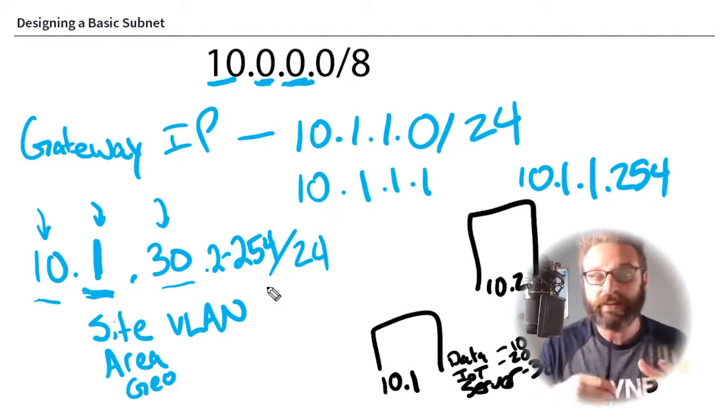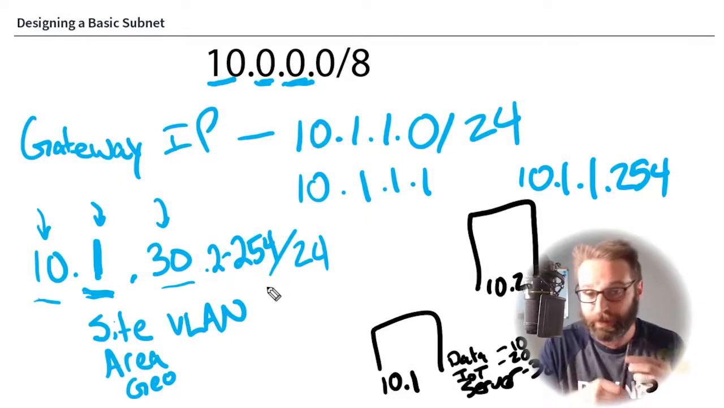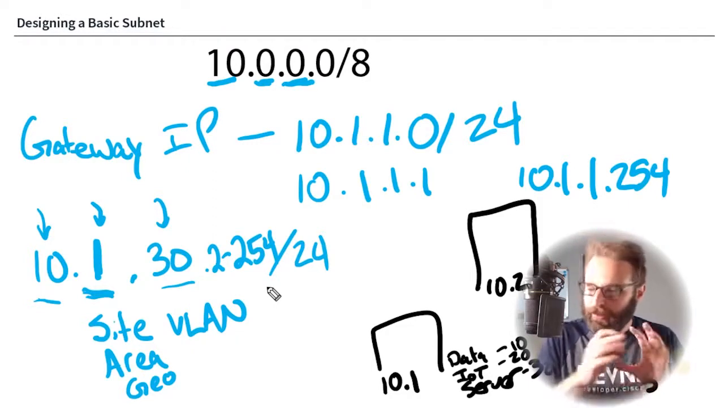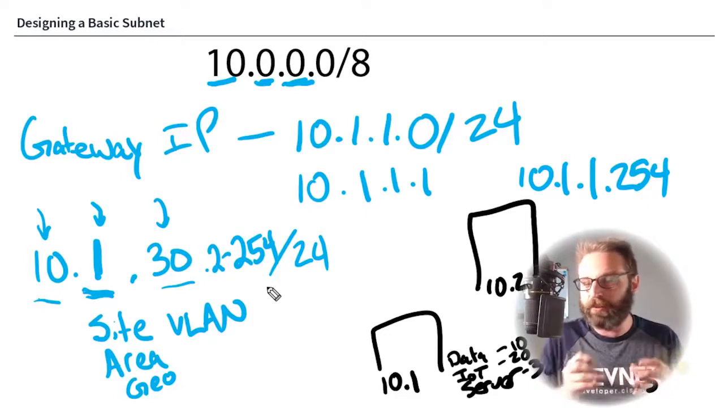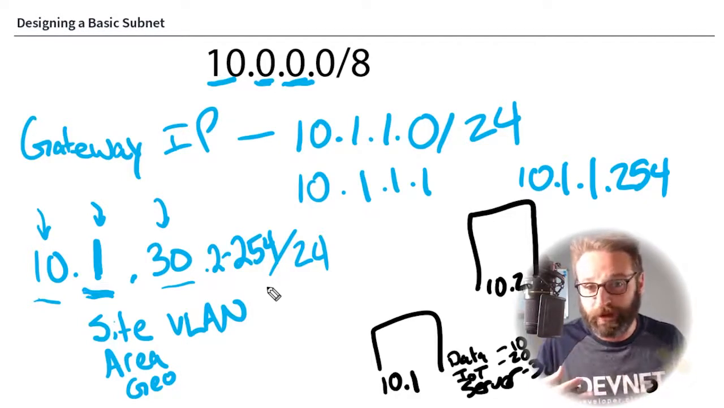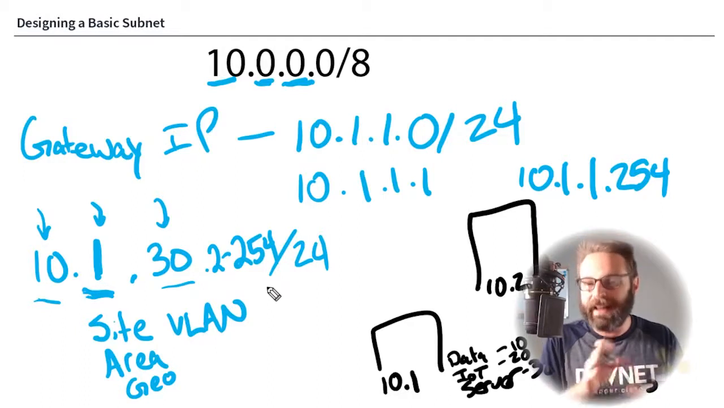We've considered the scalability, security, and stability options that are important when it comes to actually designing a subnet. Then we talked about what each one of those octets could or should actually represent, as well as how to even set up the gateway addressing in the first place. That's been designing a basic subnet.